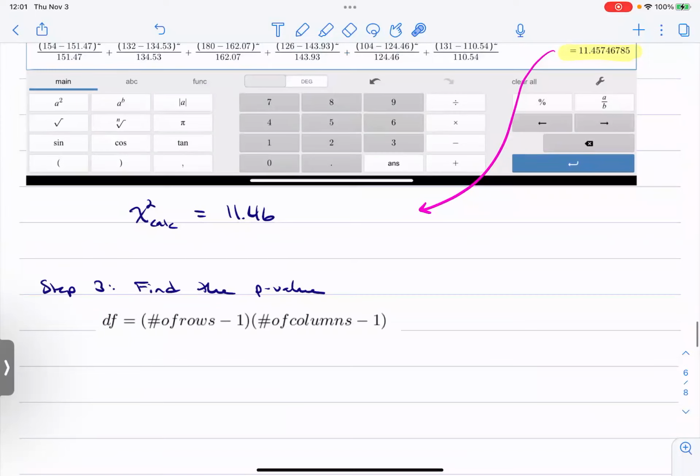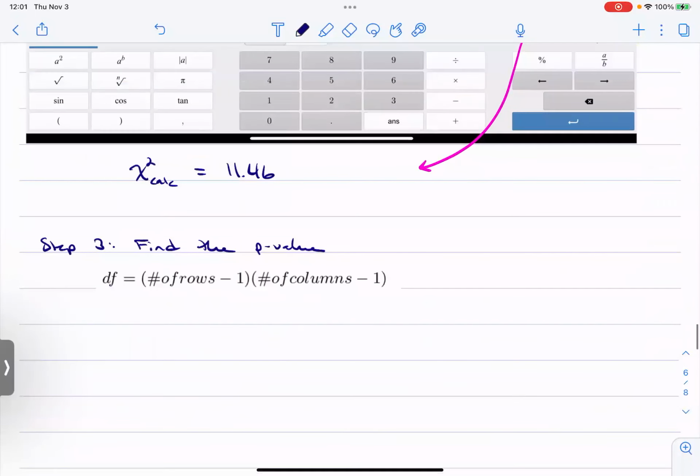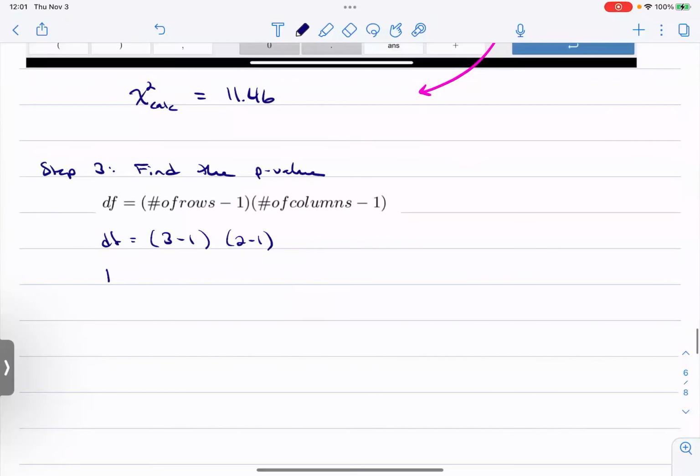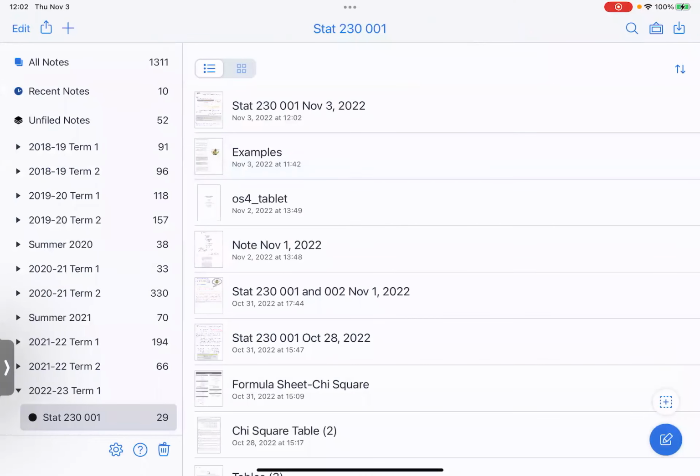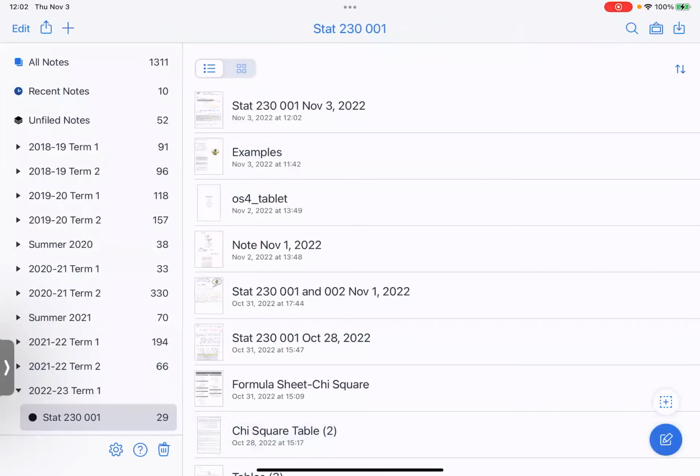For us, the number of rows, we had 1, 2, 3 rows and 2 columns. So we have degrees of freedom equal to 3 minus 1 times 2 minus 1, which is 2 times 1. We have an itty bitty 2 degrees of freedom. So if I use the table then, I'll just nab the first 3 because I only need 2.